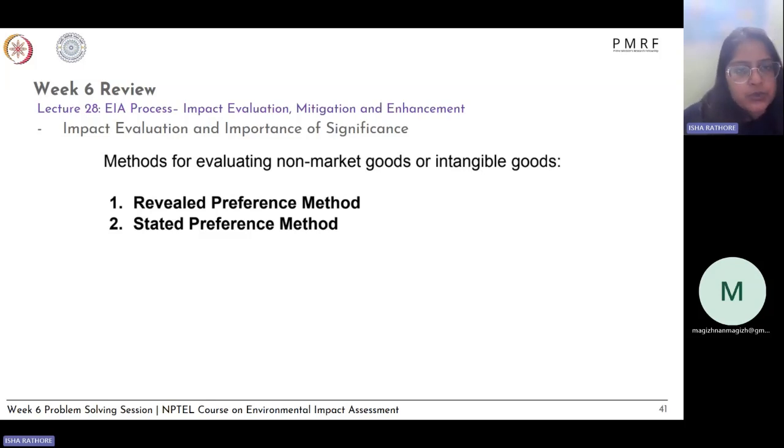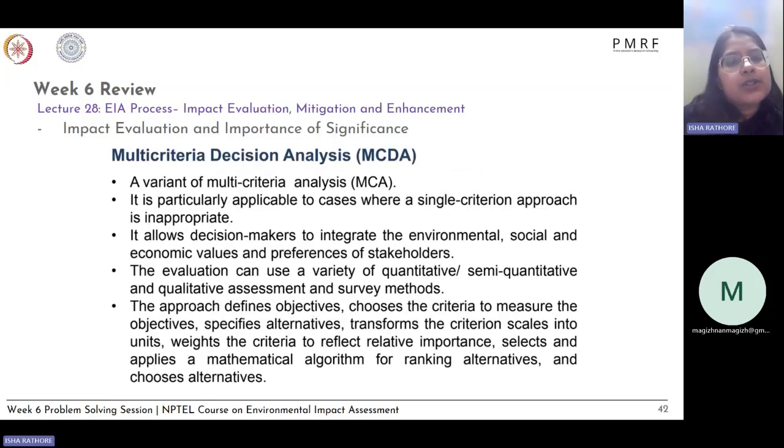Let's not go through this. Then we also looked at multi-criteria decision analysis, or the MCDA. This is a variant of the multi-criteria analysis, or the MCA, and it is particularly applicable to cases where the single criteria approach is not appropriate. It allows the decision makers or the project team to integrate the environmental, social, and economic values and the preference of stakeholders.